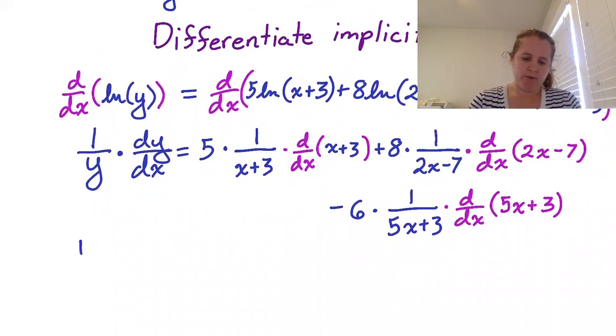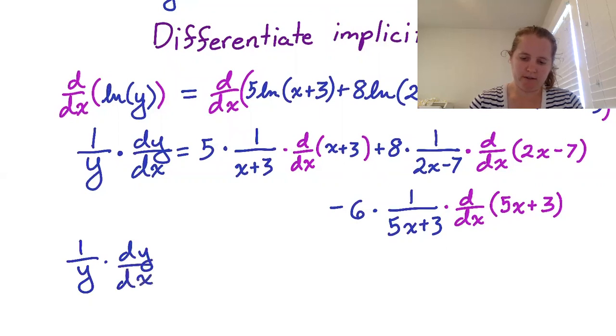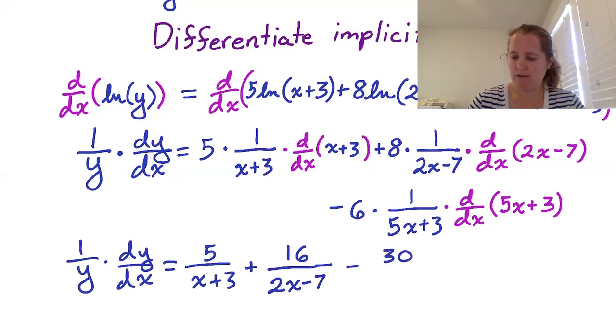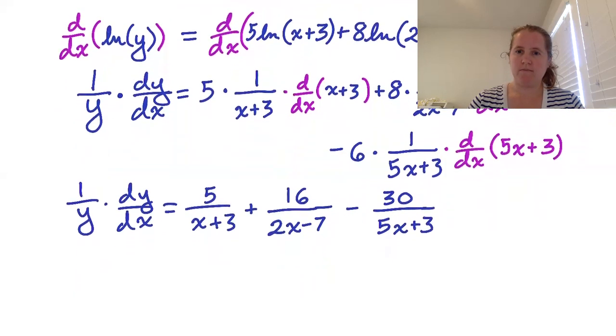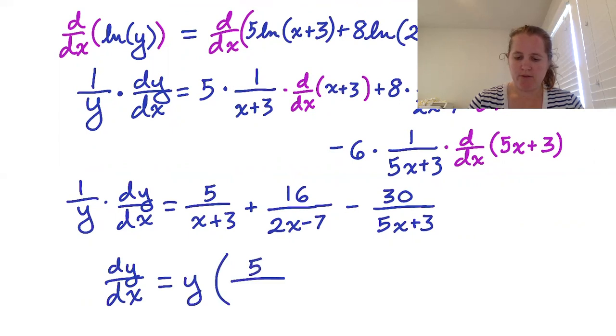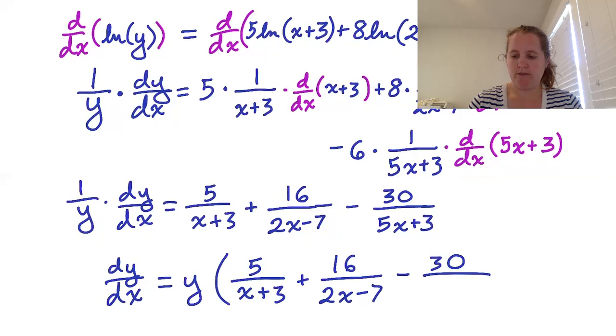So we have 1 over y times dy/dx is equal to, the derivative of x plus 3 is just 1. So we have 5 over (x plus 3) plus, the derivative of 2x minus 7 is 2, so we wind up with plus 16 over (2x minus 7). And then the derivative of 5x plus 3 is 5, so we wind up with minus 30 over (5x plus 3). And then at this point, we have dy/dx equals, we multiply both sides by y. We have y times 5 over (x plus 3) plus 16 over (2x minus 7) minus 30 over (5x plus 3).